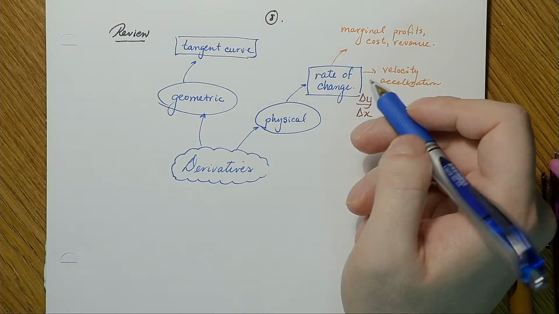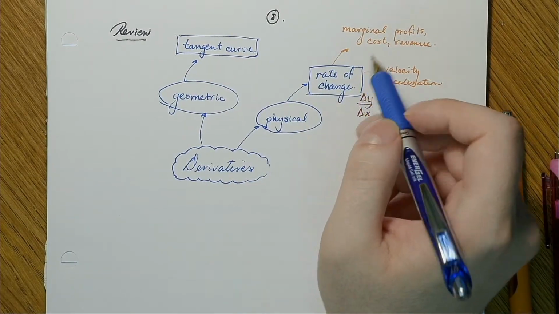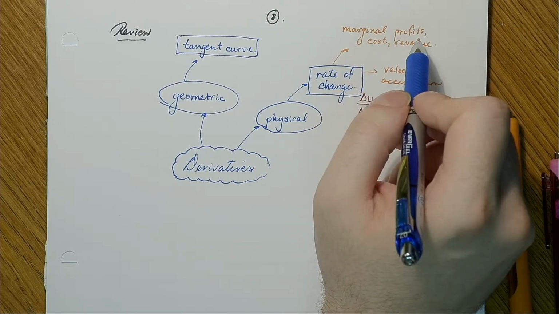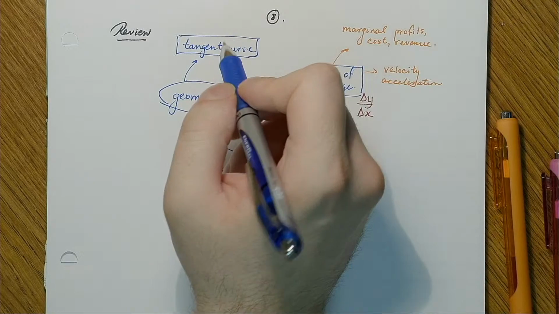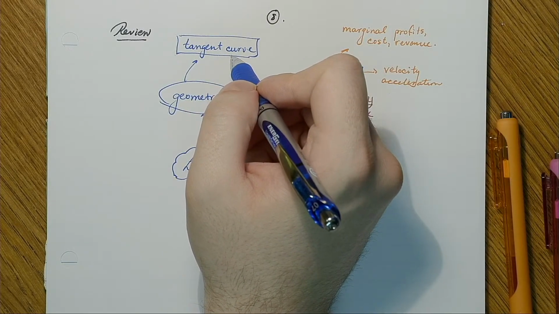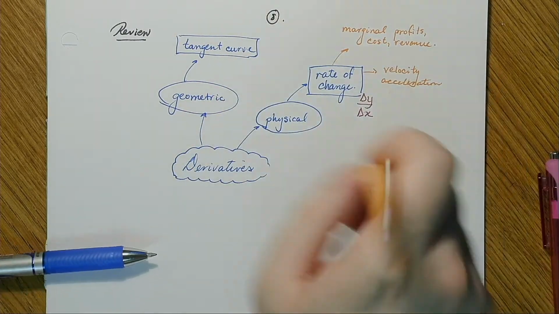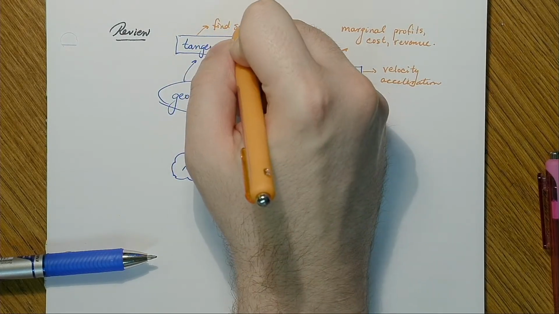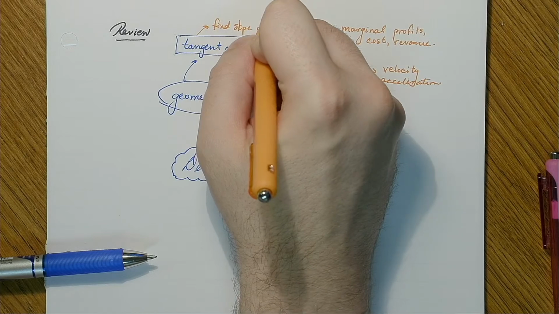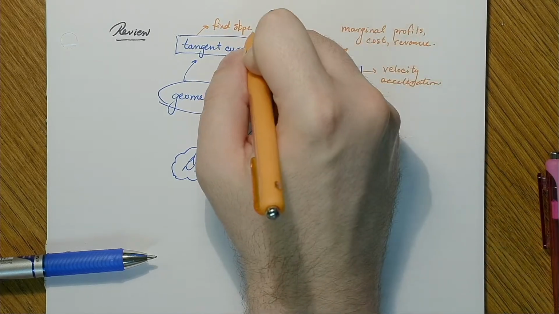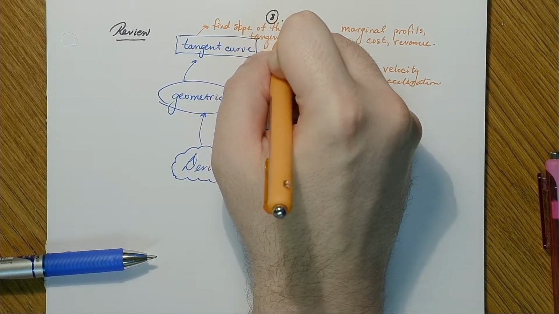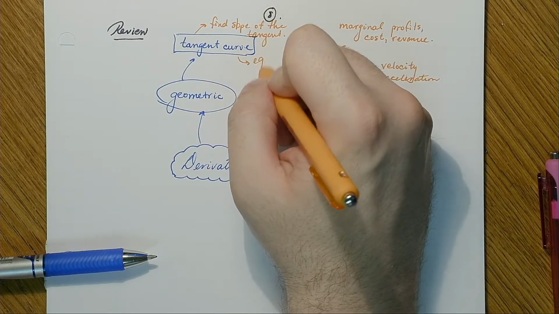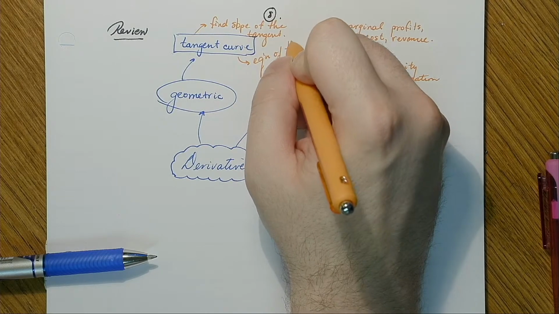So you can already see questions that are possible to ask. I could ask you about velocity and acceleration. I could ask you to calculate marginal profits or cost revenue. I could ask you to find the slope of the tangent. The other one is finding the actual equation of the tangent.